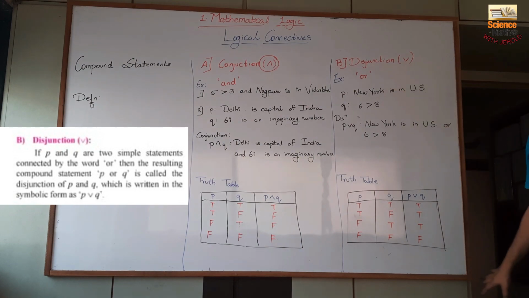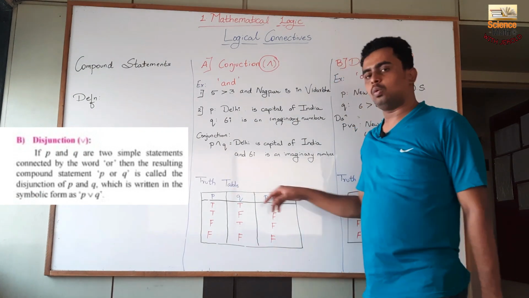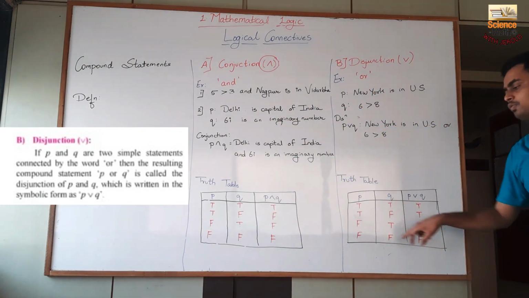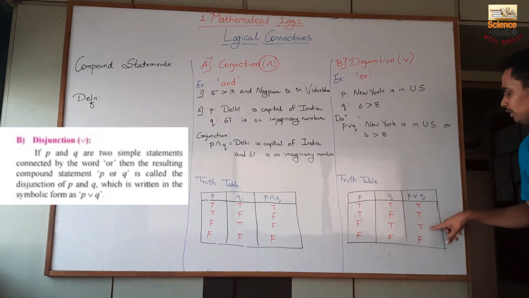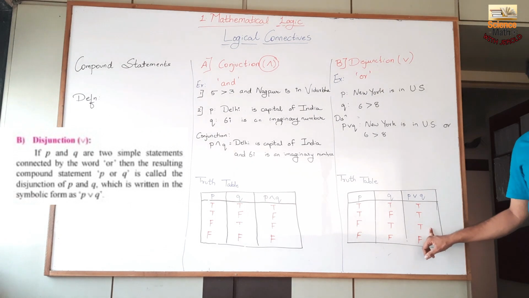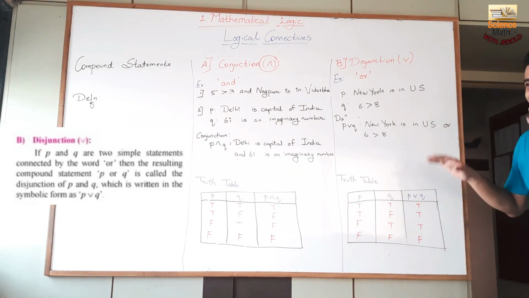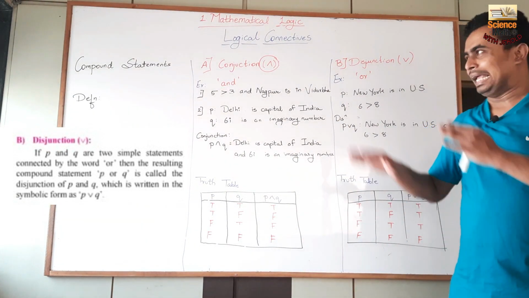So let us see the truth table. As we saw, conjunction is true only when both statements are true. Oppositely, disjunction is false only when both statements are false. If any one statement is true, then my disjunction becomes true. This is what we need to know of conjunction and disjunction.